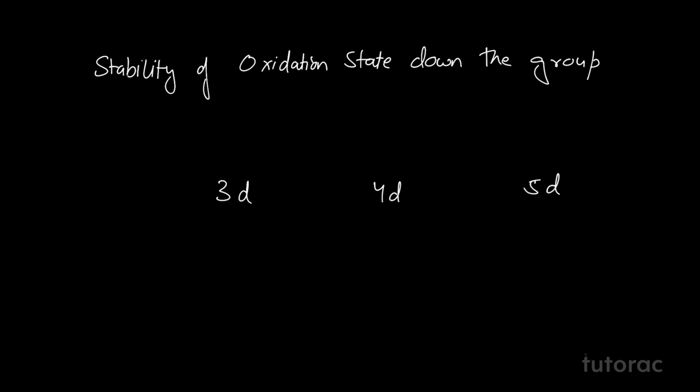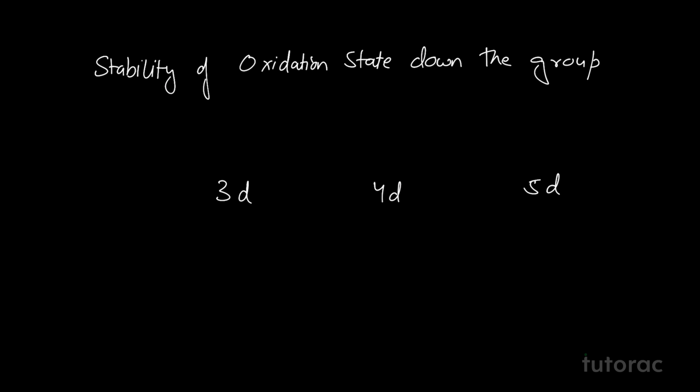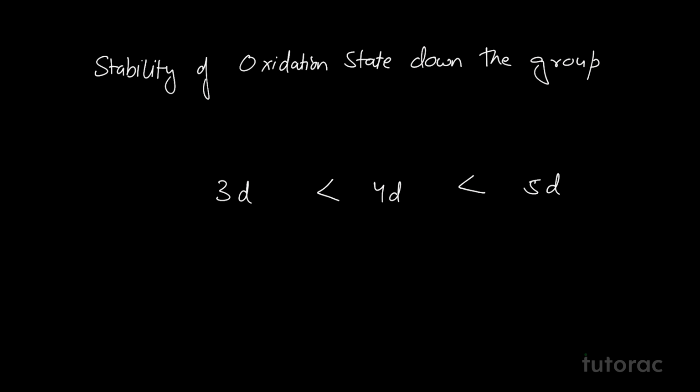So first of all, there will be 3D, then 4D and then 5D. We know when we go down the group, radius increases and metallic character increases. So it is easy for 5D to lose electron, right? That is why higher oxidation states are more stable down the group. That means if I talk about the stability, this should be the correct order, right?